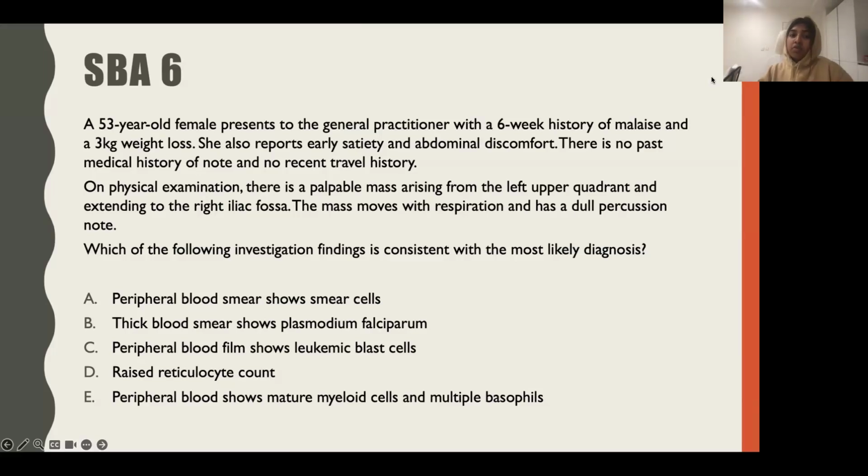A 53-year-old female presents to the GP with a 6-week history of malaise and a 3 kg weight loss. She also reports early satiety and abdominal discomfort. There is no past medical history of note and no recent travel history. On physical examination, there is a palpable mass arising from the left upper quadrant and extending to the right iliac fossa. The mass moves with respiration and has a dull percussion note. Which of the following investigation findings is most consistent with the most likely diagnosis?